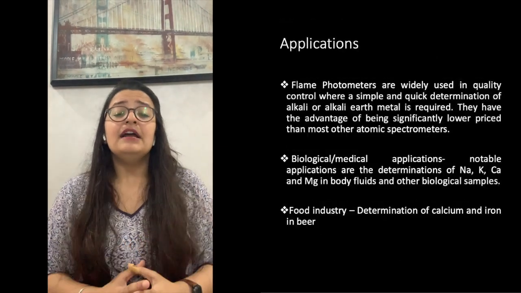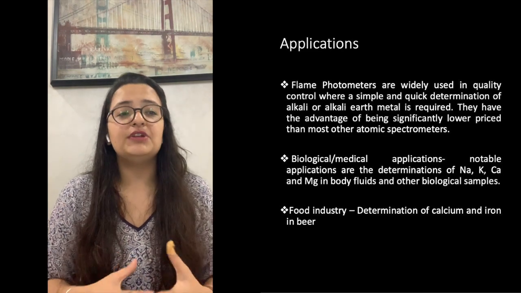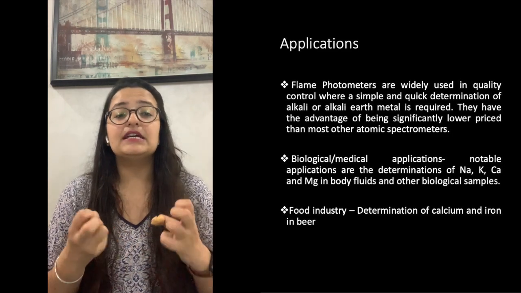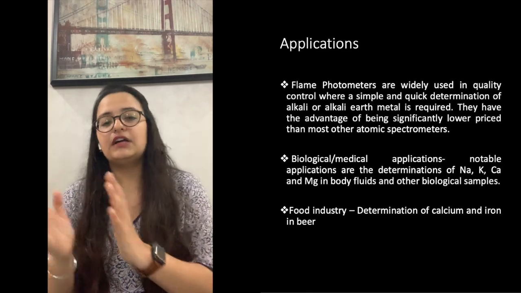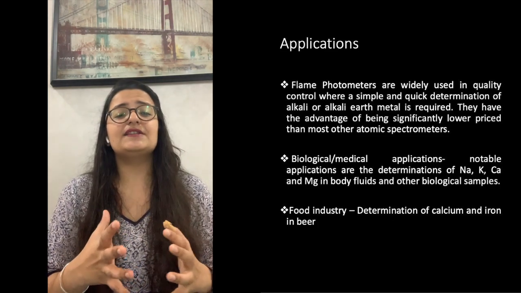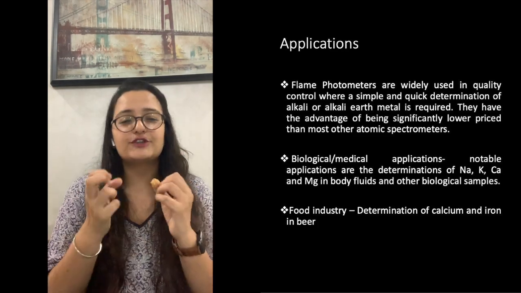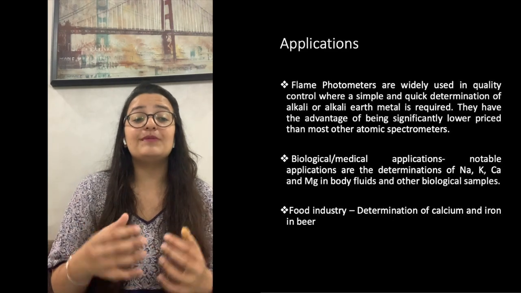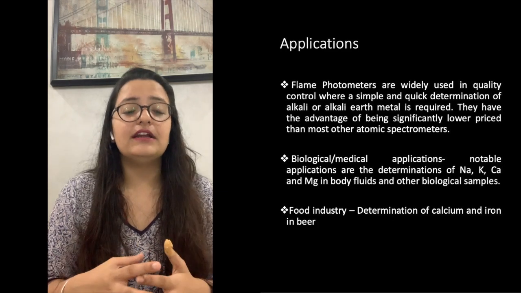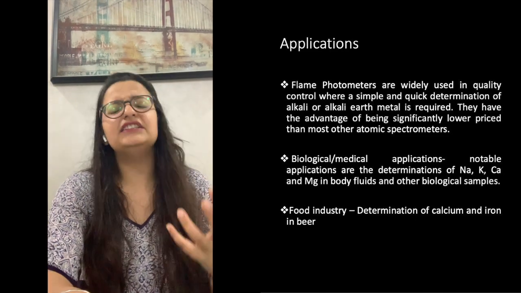Okay. There are various applications, like the quality control department, where simple and quick determination of alkali and alkaline earth metals is required. They have the advantage of being significantly lower in price than most of the other atomic spectrometers. In biological and medical applications, notable applications are the determination of sodium, potassium, calcium and magnesium in body fluids and other biological samples. In the food industry, we can determine the concentration of calcium as well as iron in beer or any other beverages. Okay.